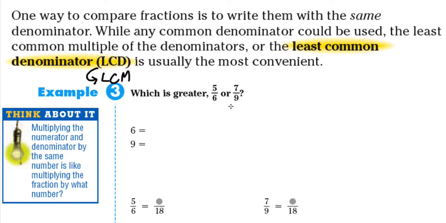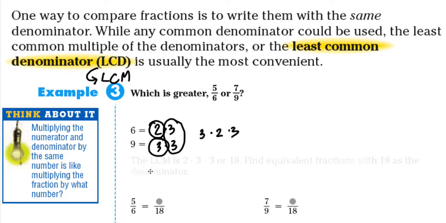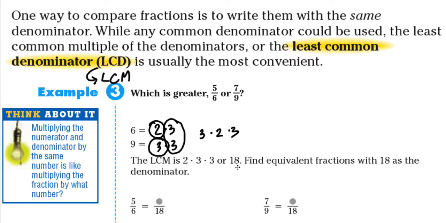Which is greater, 5 over 6 or 7 over 9? So we get the LCM of 6 and 9. Getting the LCM of 6 and 9, we have 2 times 3 as the prime factors of 6, and 3 times 3 as the prime factors of 9. Okay? We circle the 3 as common. Okay, so we bring this down once. So you have that 3. And then the 2 doesn't have any common factor, bring that down as well, and this 3 doesn't, bring that down as well. So you multiply all of them. The LCM of 6 and 9 is 18.